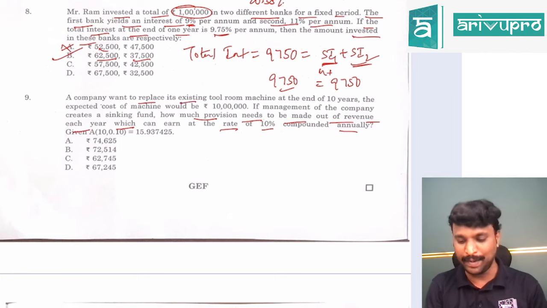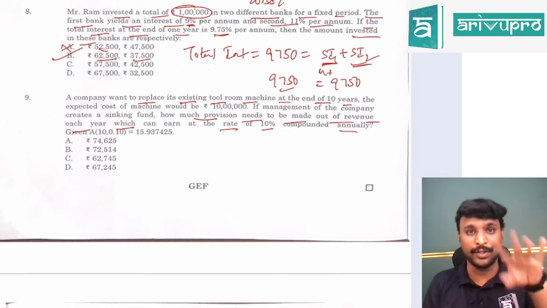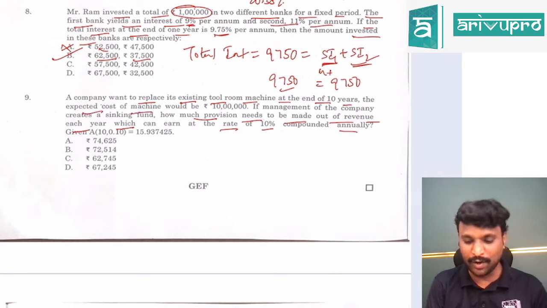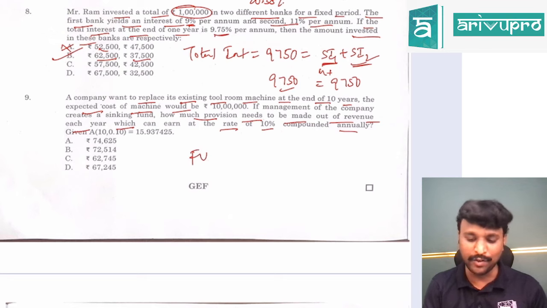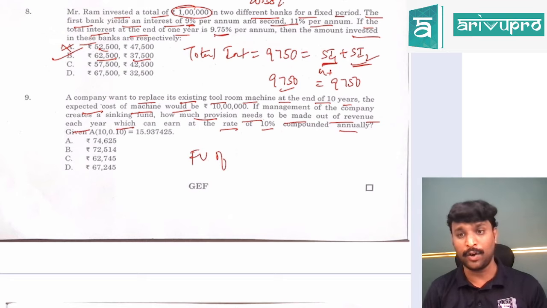The company wants to replace its existing tool room machine at the end of 10 years. After 10 years it has to replace. The expected cost of the machine would be 10 lakh. That means after 10 years its expected cost is 10 lakh. That means definitely it is future value. See, sinking fund problems are always annuity regular problems.